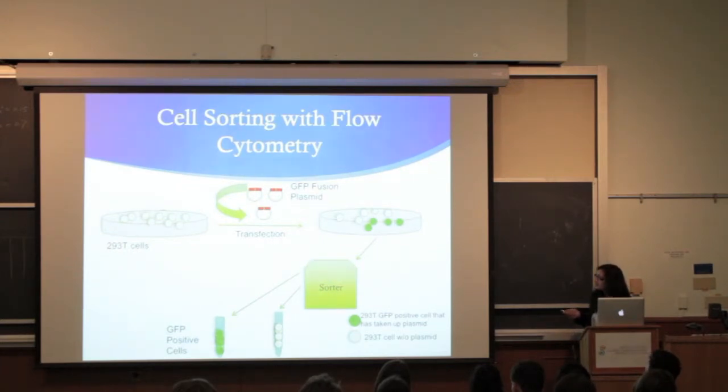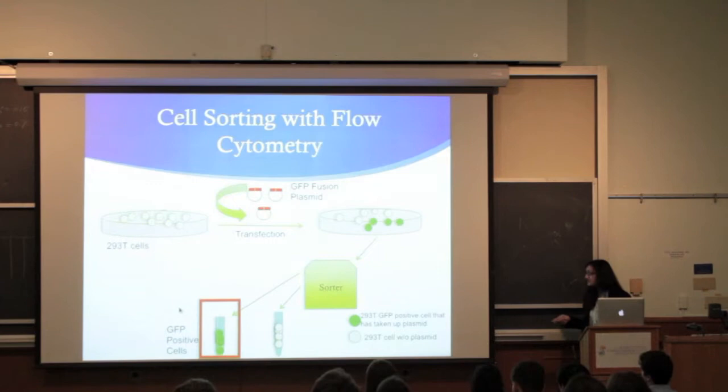We take these cells, we introduce the plasmids into the cells, and then plate them over a period of 24 hours. Some cells fluoresce, some don't. We take all of them, put them through this sorter, and through the sorter we get our pure population of GFP positive cells, and that's what we do our qPCRs with.